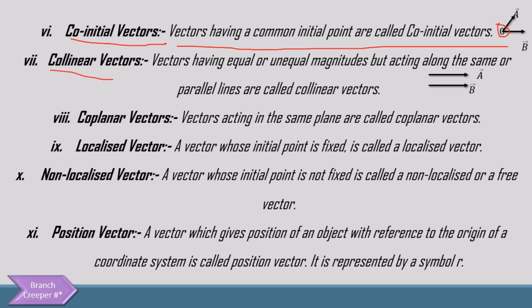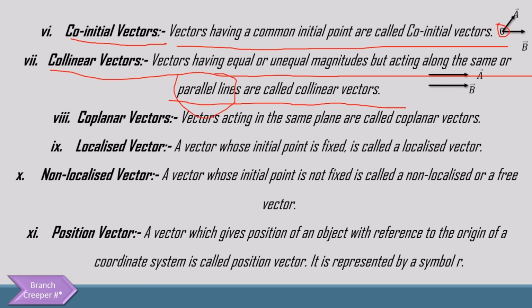Now collinear vectors. Vectors having equal or unequal magnitude but acting along the same or parallel lines are called collinear vectors. So basically it does not depend upon the magnitude, whether the magnitude is equal or unequal. It has no effect; the only thing is that they should be in parallel lines. Here you can see that parallel lines are called collinear vectors. Their direction should be parallel.